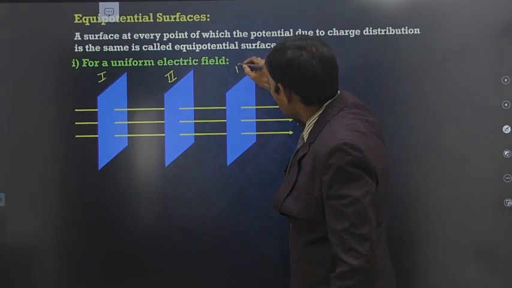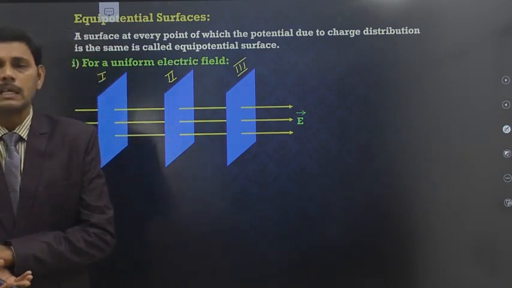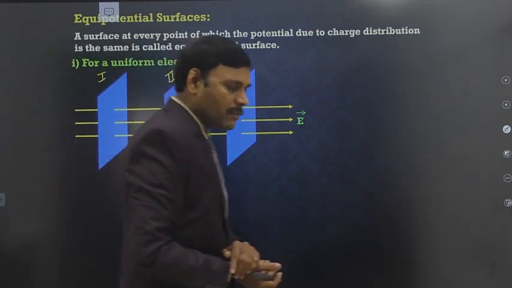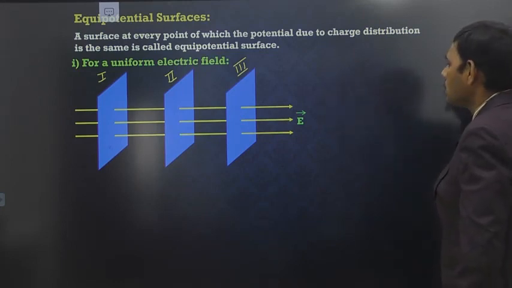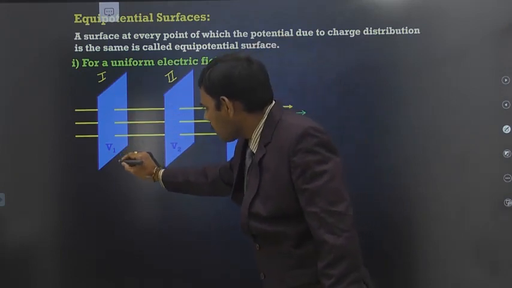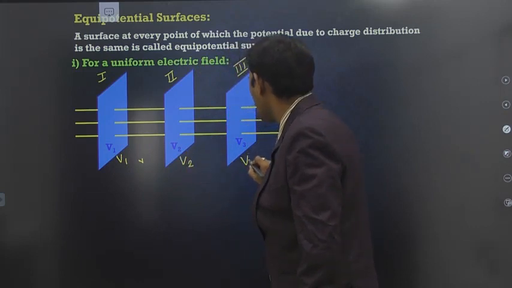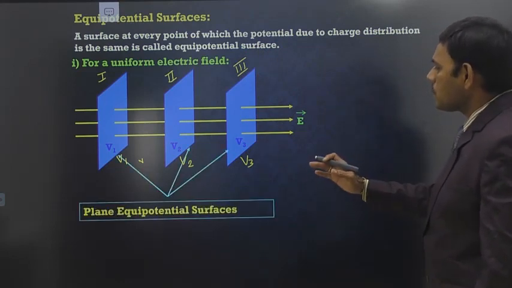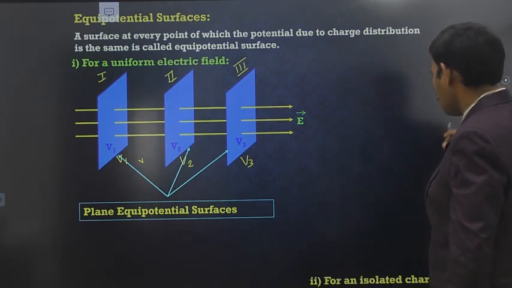Similarly, if we draw any number of plane surfaces perpendicular to the electric field, each and every plane surface becomes an equipotential surface. This is the way to draw equipotential surfaces in the case of a uniform electric field. Here, the potential at all points on the first surface is considered V1, the potential on all points of the second surface is V2, and the potential on all points of the third surface is V3. These are said to be plane equipotential surfaces, as we represented here.